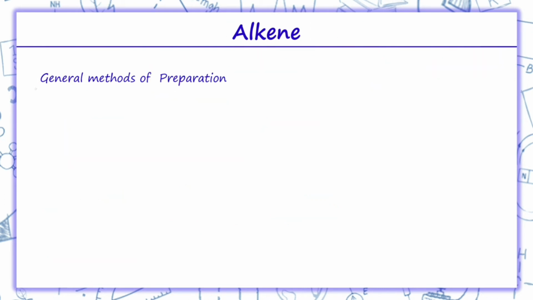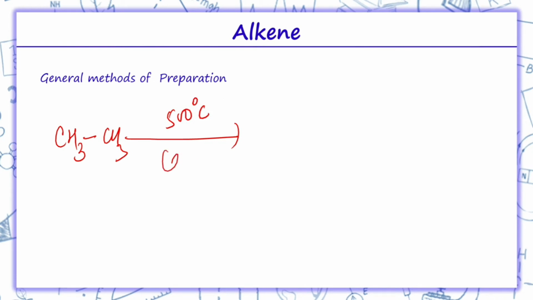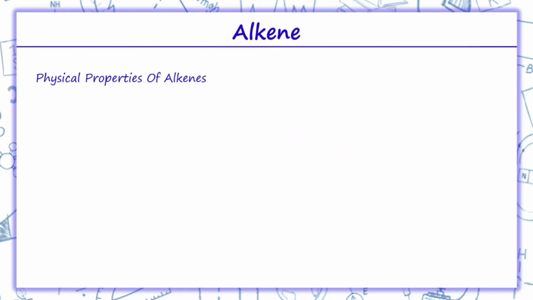Next, the general method for preparing alkene is cracking, or we call it dehydrogenation. That is CH3CH3, which we studied in the chemical properties of alkane, that is pyrolysis. So this is pyrolysis only, cracking, or we call it dehydrogenation. At 500 degrees Celsius in the presence of catalyst, that is silicon dioxide and aluminium oxide, we get CH2 double bond CH2. So this is how we can prepare alkenes. The one was the lab method of preparation, the second is the general method of preparation.